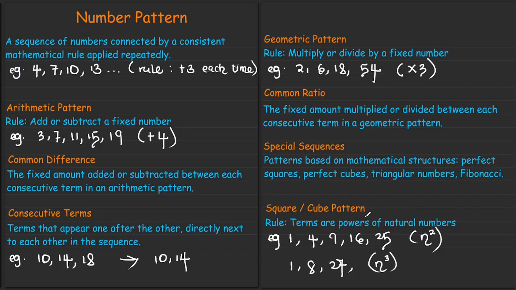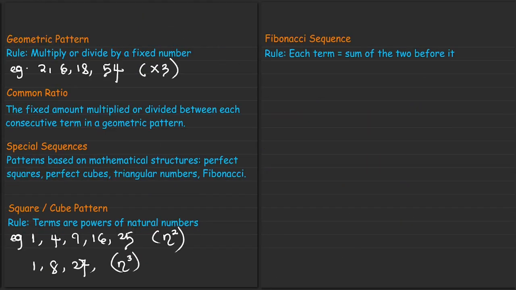Let's look at one last one, which is the Fibonacci sequence. Unlike all we have considered so far, the Fibonacci sequence has its own rule. Each term is equal to the sum of the 2 terms before it. As an example, all we need is our first 2 terms. That is to say 1 and then 1. Then for the remaining, we are just going to add the 2 before it.